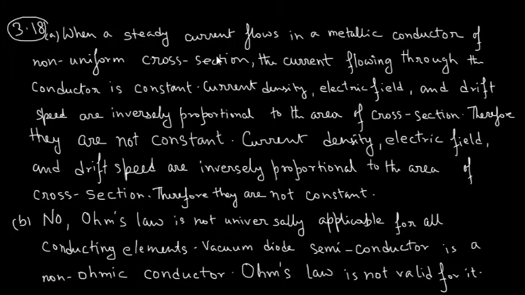When a steady current flows in a metallic conductor of non-uniform cross-section, the current flowing through the conductor is constant. Current density, electric field, and drift speed are inversely proportional to the area of cross-section. Therefore, they are not constant.